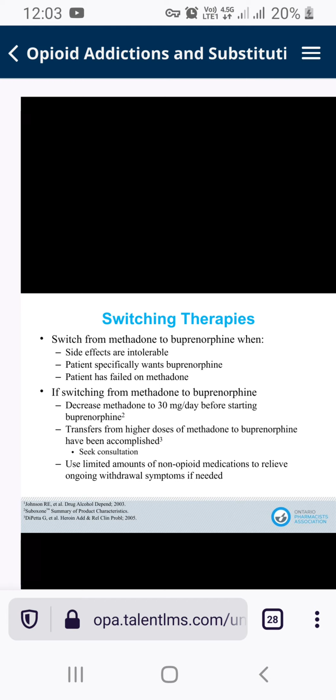Methadone tends to be the hardest thing to switch people from to buprenorphine. And I think it's important for us to realize that.